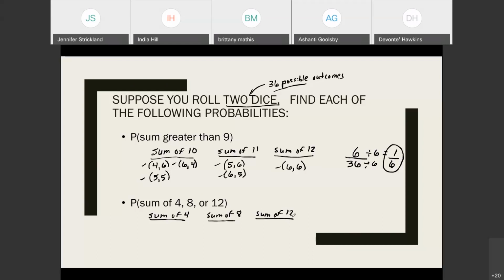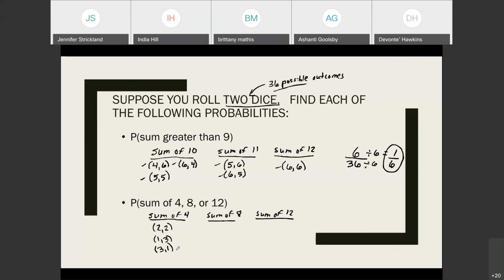All right, so how can I make a 4? Somebody call those out to me. 2 and 2. Okay, what else? Is there another way to make a 4? No, I only got 2 and 2. All right, what about if I rolled a 1 and a 3? Oh, yeah. And then a 3 and a 1.